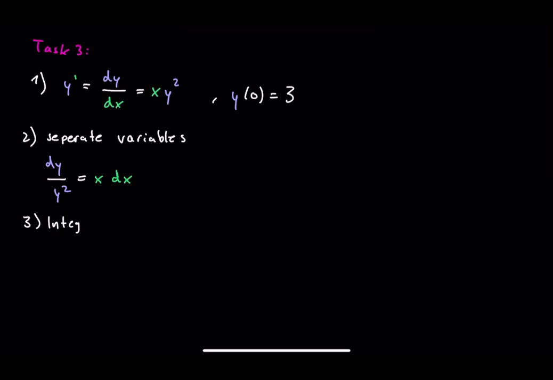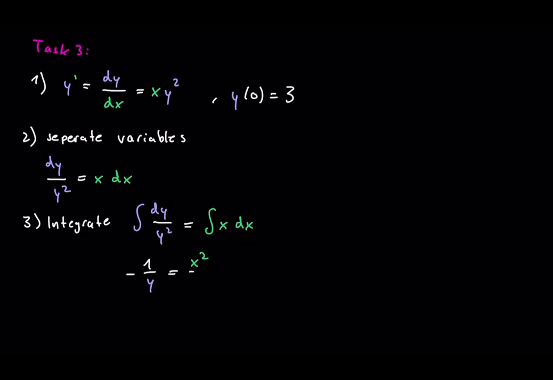Let's solve a full initial value problem. Y prime equals x y squared, and y of 0 equals 3. Step 1. Separate variables. dy over y squared equals x dx. Step 2. Integrate both sides. The integral of y to the negative 2 is negative 1 over y. The integral of x is x squared over 2. So we get negative 1 over y equals x squared over 2 plus c.